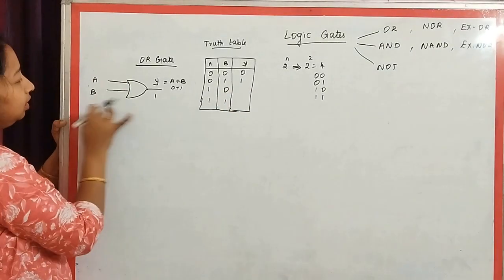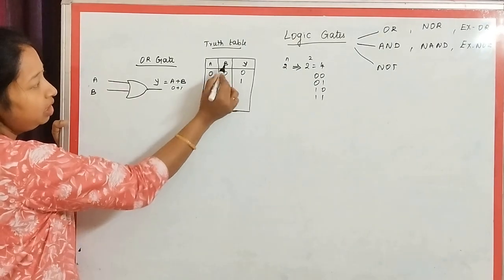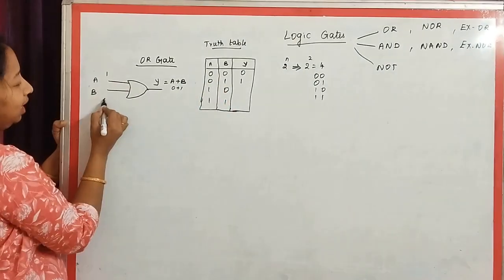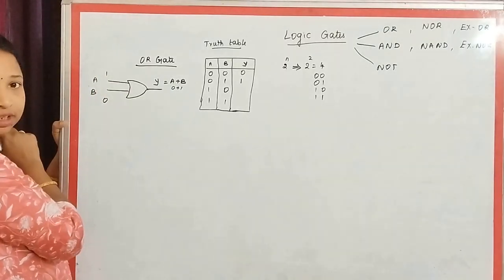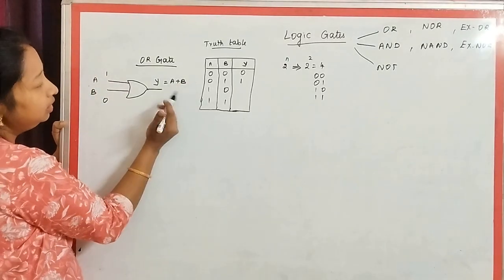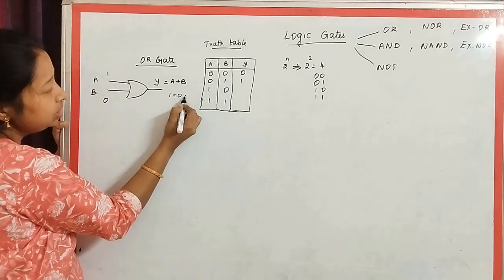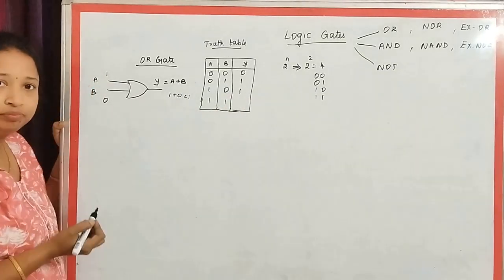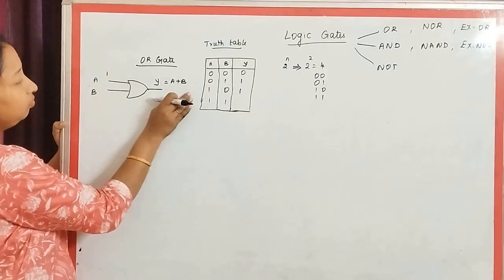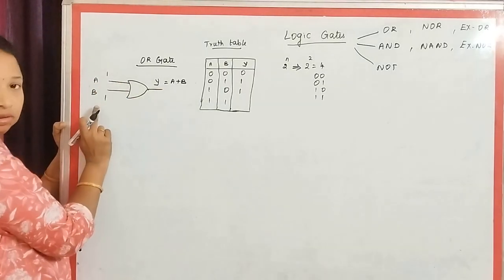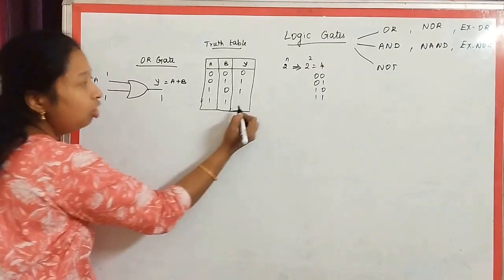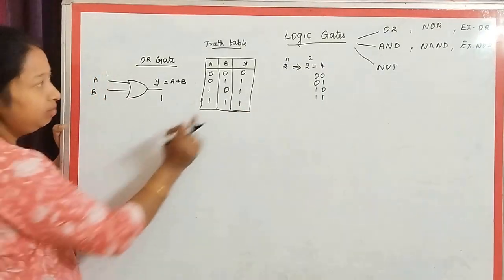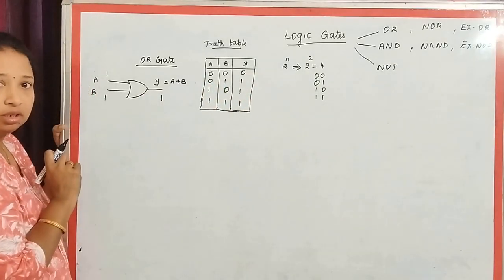Let's take the third case. When my input to A is 1 and input to B is 0. I am giving an input to A as 1, input to B as 0. What will be my output? It is 1 plus 0, which is 1. So I will be getting an output 1. Clear? When I am giving 1 to A and 1 to B, what does it mean? Output will be 1.